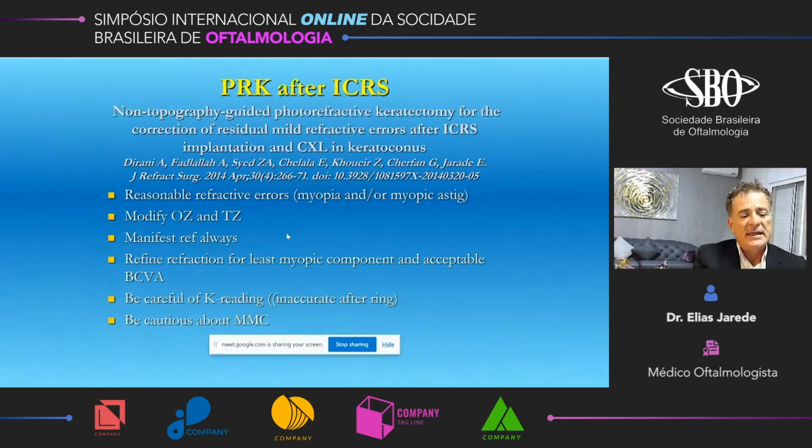As well, we have used the laser post-ring implantation in keratoconus with some residual low myopic refractive error, with the desire of the patient to be totally free of eyeglasses and attain very good corrected visual acuity. Again, it is non-topo guided using modified parameters, mainly a small optical zone, and we always use the manifest refraction, and we try to manipulate the ratio of sphere equivalent to the astigmatism.